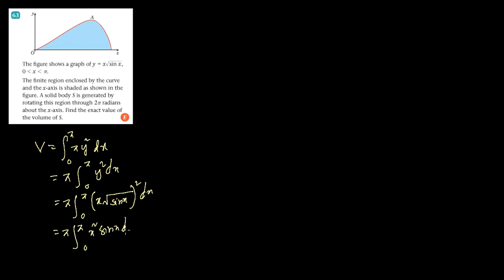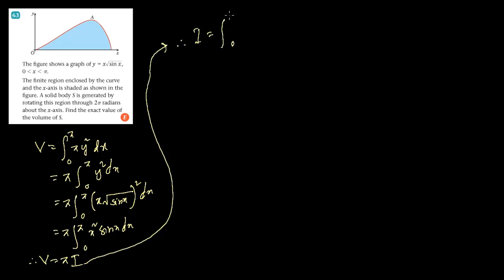If I take the pi outside and write 0 to pi as the limit and y squared dx, I can consider this to be the integral. I can write pi, 0 to pi, y squared is going to be x times square root of sine x, whole squared, dx. So we can write pi, 0 to pi, x squared times square root of sine x whole squared, which is only sine x, dx. Now if I consider this to be the integral I, I can write therefore V equals pi I. It would be easier to write this. So therefore I equals 0 to pi x squared sine x dx.